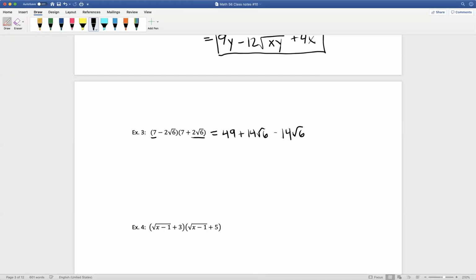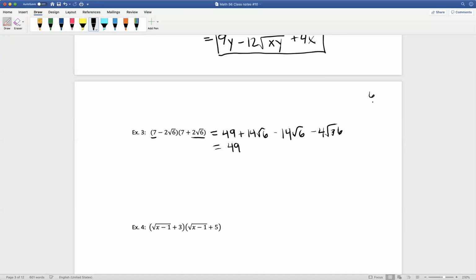And then for the last two terms, negative 2 square root of 6 times positive 2 square root of 6, well, what does that get us? So negative 2 times positive 2 is negative 4. Square root of 6 times square root of 6 is square root of 36. Okay, let's see what we can do to simplify each one of these guys. Well, 49, that's a regular rational number. We can't do anything to simplify that.